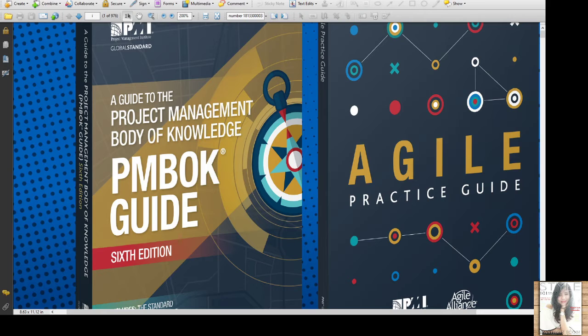Project managers soon realized that no single book could contain the entire PMBOK. Therefore, PMI developed and published the Guide to the Project Management Body of Knowledge, the PMBOK Guide. PMI defines the project management body of knowledge as a term that describes the knowledge within the profession of project management.